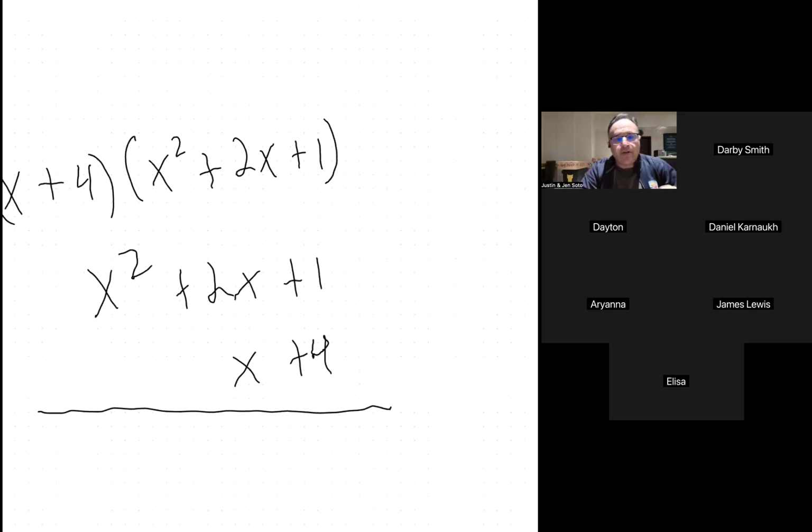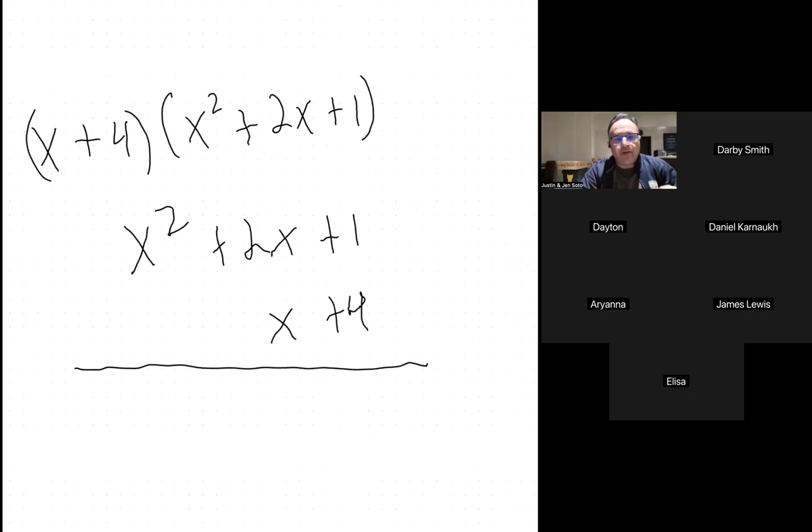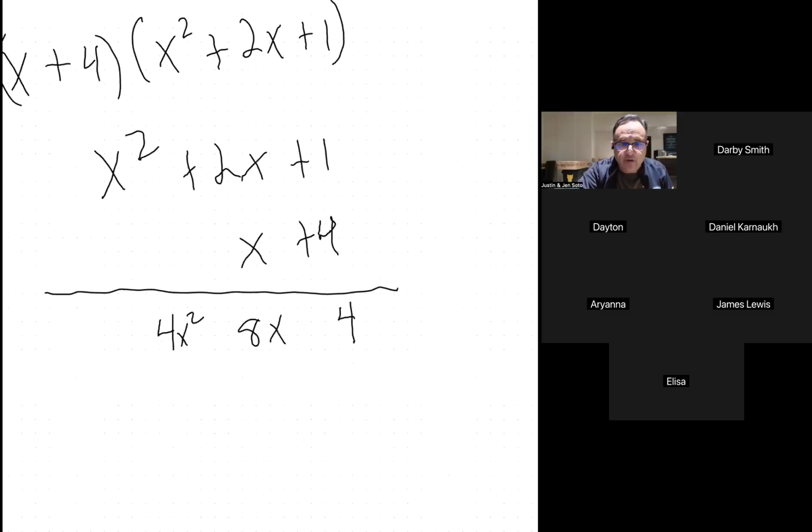Okay, so I've just rewritten this, multiplied. It's always easier to put the smaller term on the bottom unless there's a lot of zeros there. So we'll leave it like this. I'm going to multiply 4 times 1 to get 4, 4 times 2x to get 8x, 4 times x squared to get 4x squared. Stop me if I'm going too fast. This is review from Algebra 1.